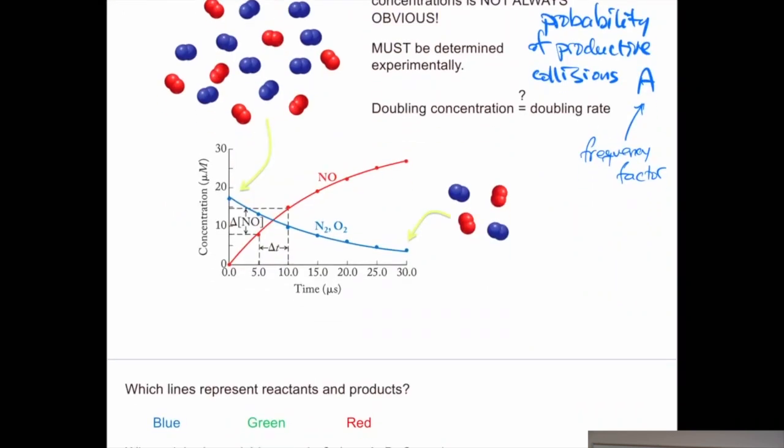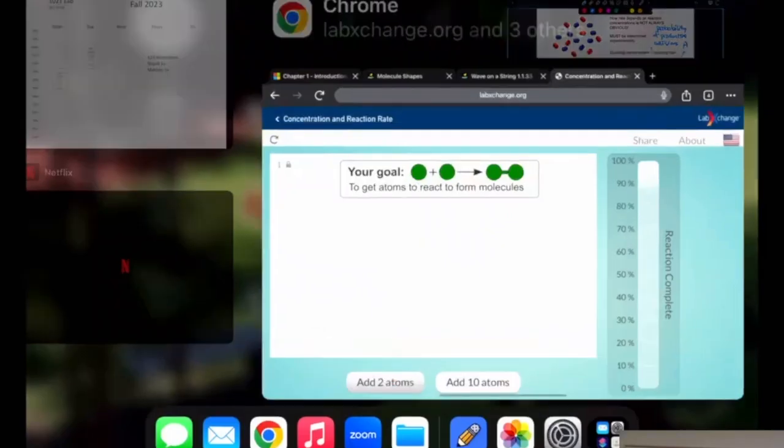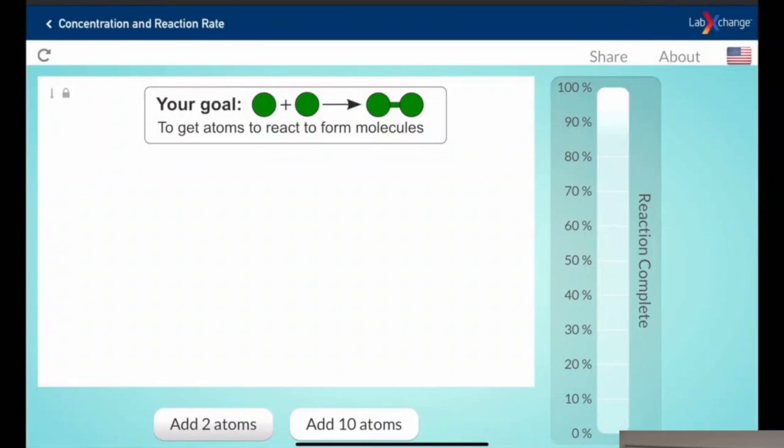So I've got a little simulation here. Let's see if it'll work. This one's kind of a funky one. So here's a reaction. We've got two green balls that are going to meet to give us a diatomic molecule. That's the reaction. You can't see it because the label's on there, but there's four molecules there. I'm going to hit go, and we're going to see on the right how long it takes for the reaction to be complete.